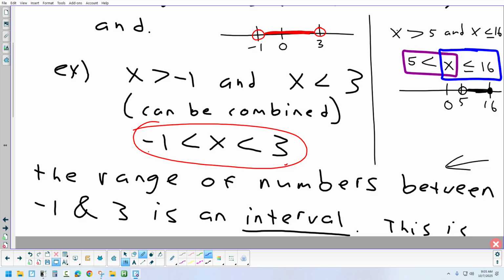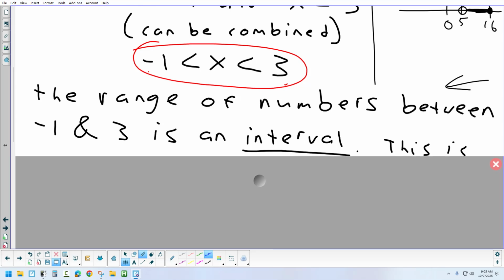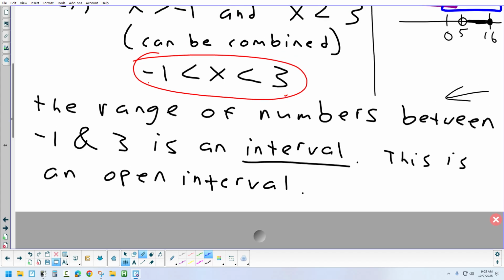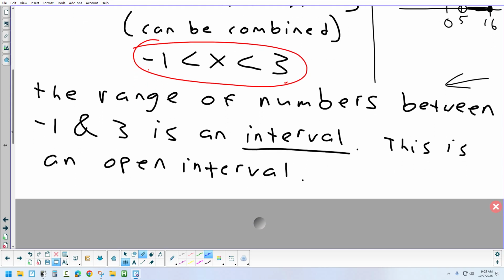All right. So all these problems we've done, even that one over there, that's an interval of numbers between 5 and 16. So we're going to talk about some different terms to describe intervals. We're going to use the terms open and closed, and we're going to use the terms bounded and unbounded. The first one that I gave you, that I circled in red, that is an example of what we call an open interval. Okay, so let's look at the different kinds of intervals that we can have.